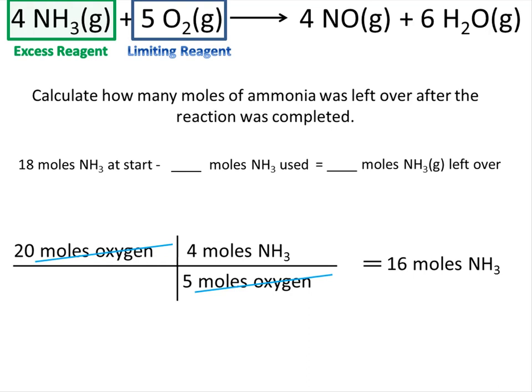From this calculation, we know that 16 moles of ammonia reacted with 20 moles of oxygen to form 24 moles of water vapor. Because we started off with 18 moles of ammonia, we can say 18 moles ammonia at start minus 16 moles ammonia used equals 2 moles of ammonia left over.